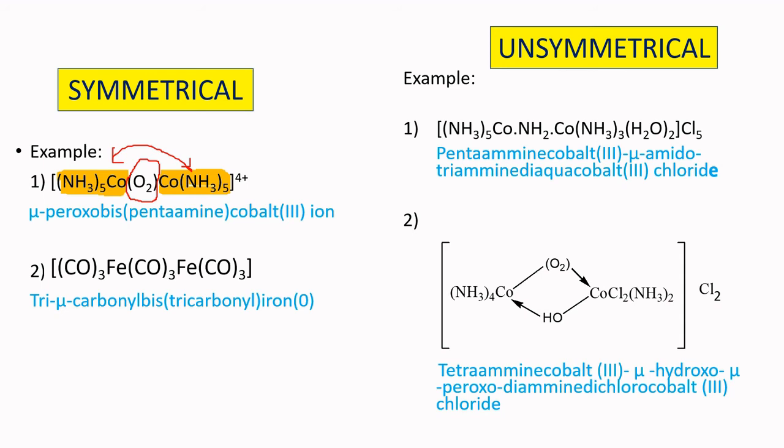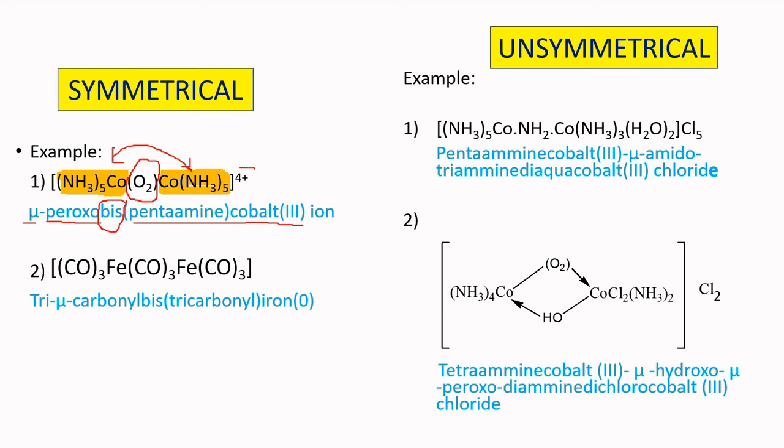In this case, how do we name it? We name the bridging ligand first. It is indicated by mu, and O2 is called peroxo. If you look at one unit here, it is pentaamminecobalt(III). The "bis" means you have two sets of this yellow highlighted unit, so you need to put bis(pentaamminecobalt(III)).